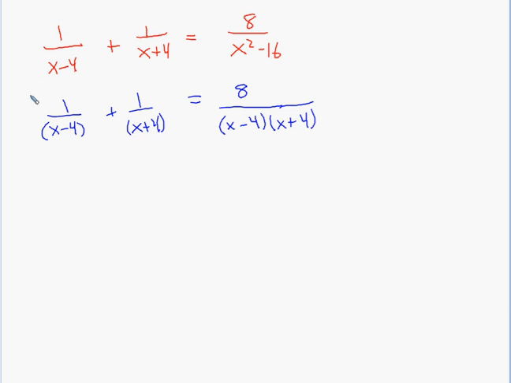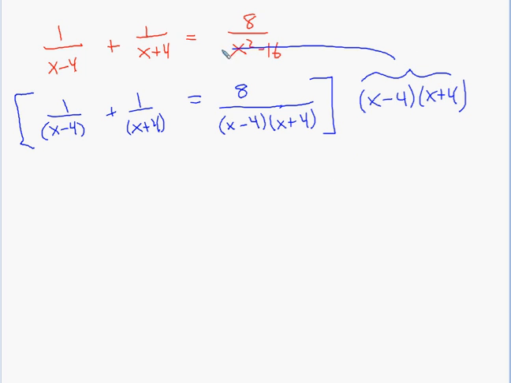Now, what do we do? Cancel? Not yet. I have nothing I can cancel. You get your common denominator. All right, Coleman, what's the common denominator? X minus 4, x plus 4. Yep. Now I distribute that to each group. See, there's a plus sign separating those.